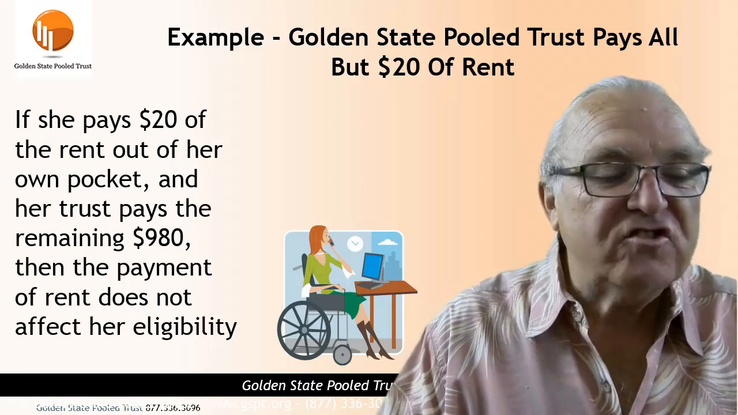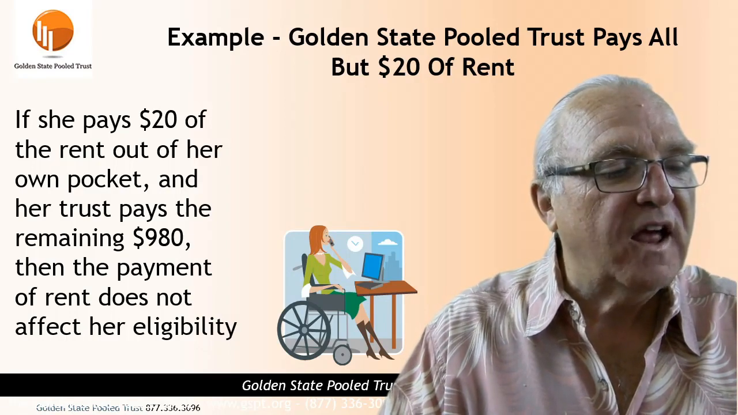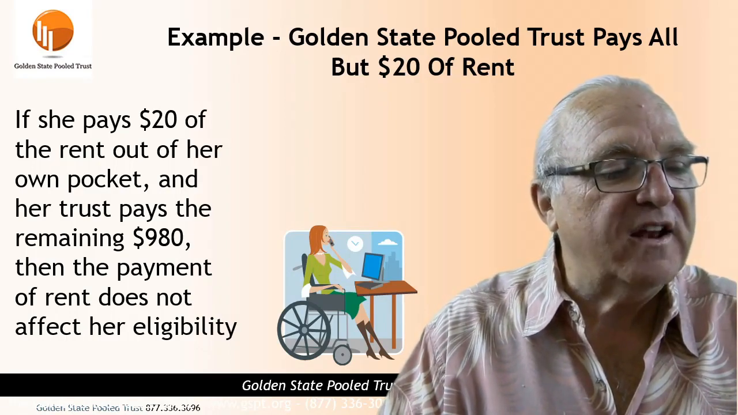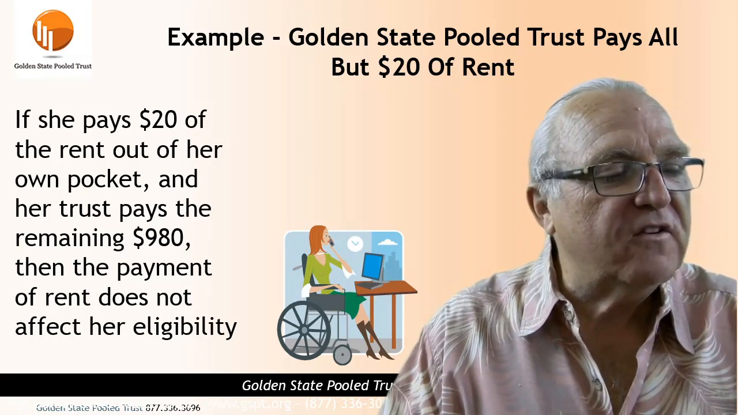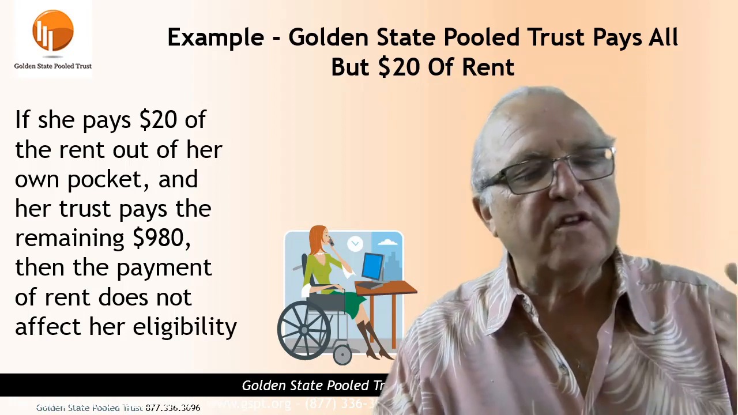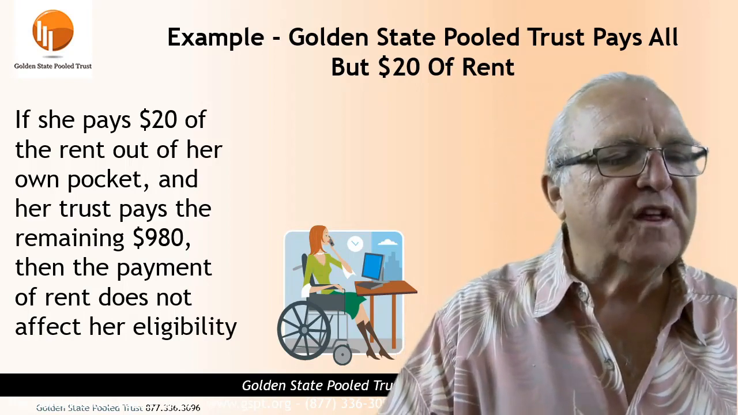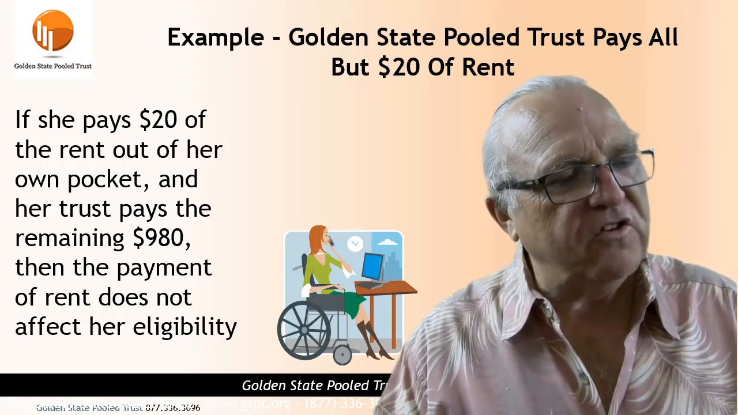Now, let's say she were to pay $20 of the rent out of her own pocket, and the trust were to pay the whole $980. Then the payment of the rent does not affect her eligibility. Okay, and so this is a good example of really evaluating the situation about how we would do that.